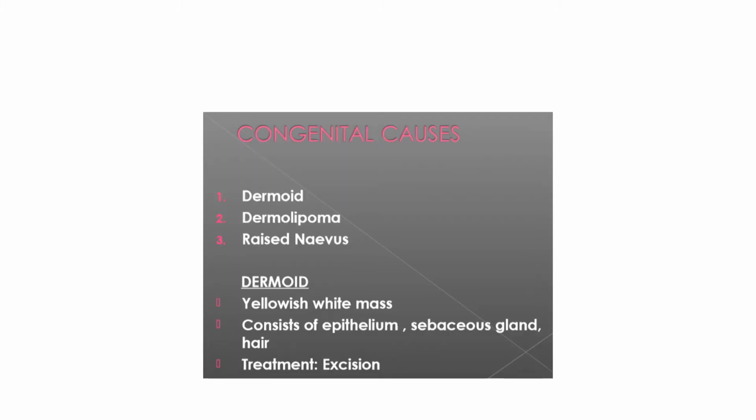In congenital causes, there are three differential diagnoses. It can be dermoid, dermolipoma, or a raised nevus. Now, dermoid as a DD is important. It is a yellowish white mass. It consists of epithelium, sebaceous gland, and hair. Treatment is simple excision. This picture shows you the swelling which is yellowish in color at the limbus, and it is a case of limbal dermoid. You can see it quite frequently. So this is a case of a limbal dermoid.